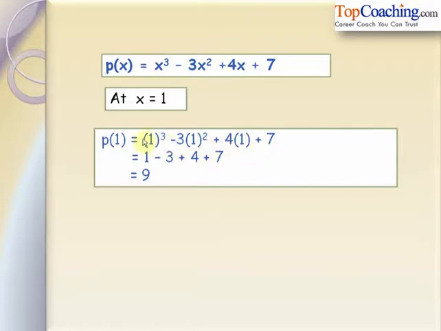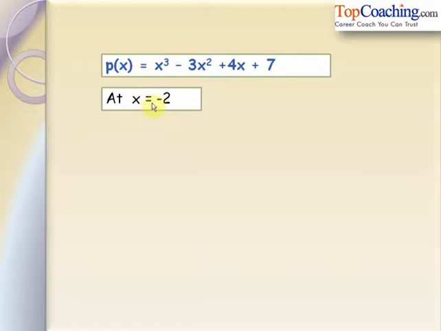Now this further simplifies to 1 minus 3 plus 4 plus 7, and when we add all these numbers, what we get is 9. Thus we can say that when the input is x equal to 1, then the final output is equal to 9. So the value of polynomial p of x is equal to 9 at the point x equal to 1. So we can say that the polynomial has a fixed value equal to 9 at a fixed point.